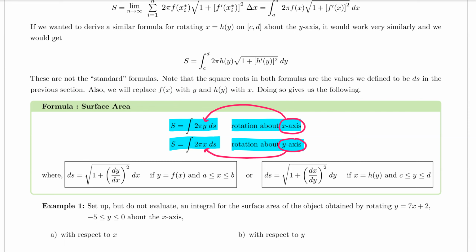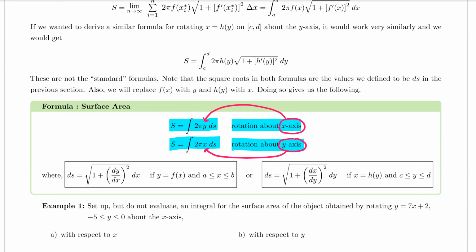And notice that these 2 pi y and 2 pi x kind of look like the circumference of a circle, and that's not a coincidence. And then ds we can define to be one of these 2 boxed formulas, depending on whether we are integrating with respect to x or integrating with respect to y. Let's go ahead and put these formulas to use.